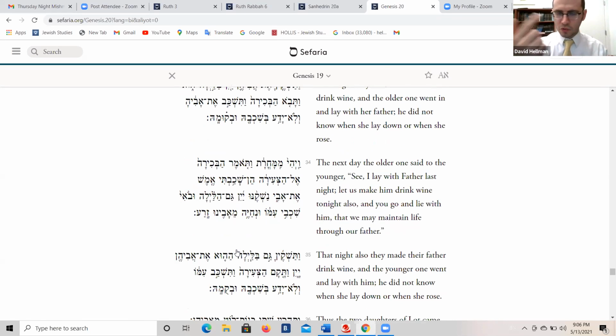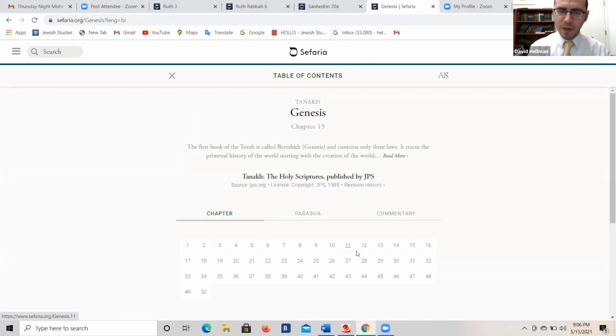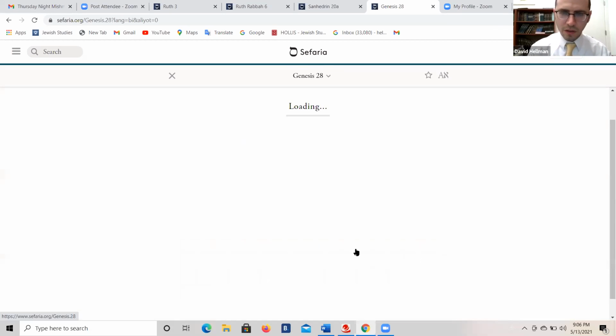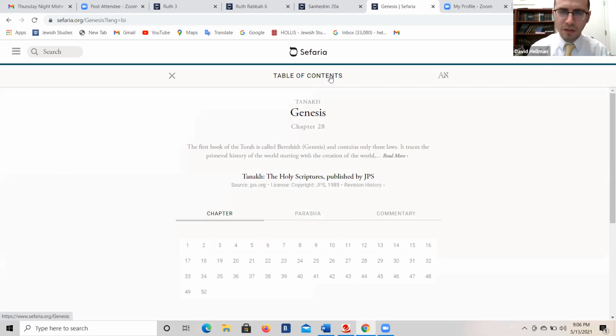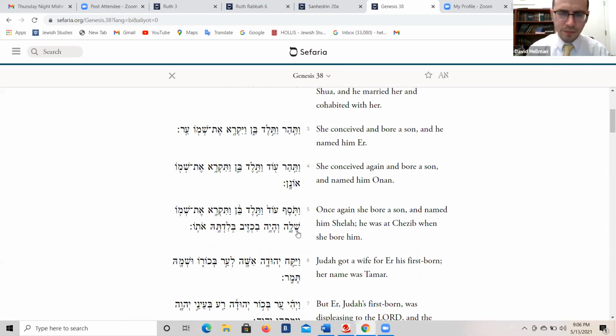Then it just repeats itself. Then the younger one does it. Velo yada b'shichva uvekuma, and he did not know who it was. He did not know what had happened. And then let me remember. Is it in Lamed Chet? Yes. And then Yehuda and Tamar.